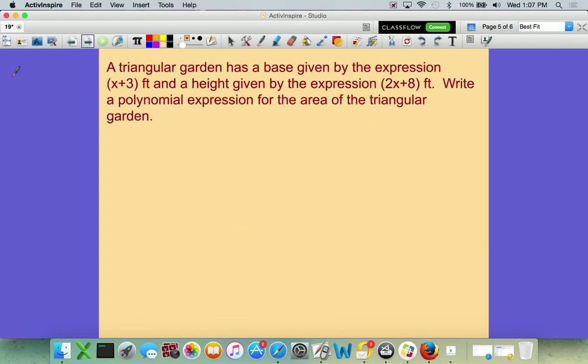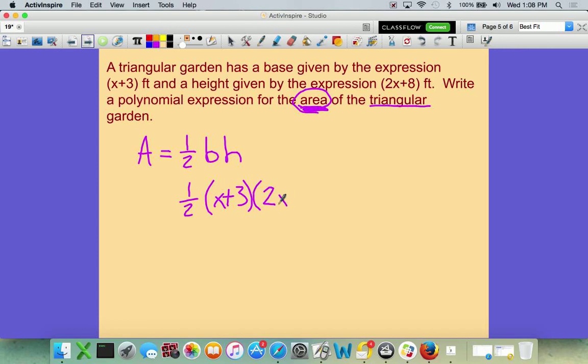Next page. A triangular garden has a base given by the expression x plus 3 feet and a height given by the expression 2x plus 8. Write a polynomial expression for the area of the triangular garden. We're trying to find area. That's a big part here. Well, area for a triangle, the equation for it is A equals 1/2 base times height. We're told the base is x plus 3. We're told the height is 2x plus 8.